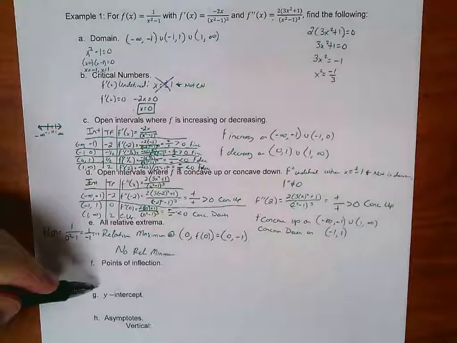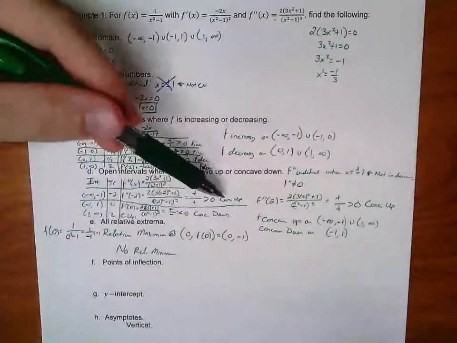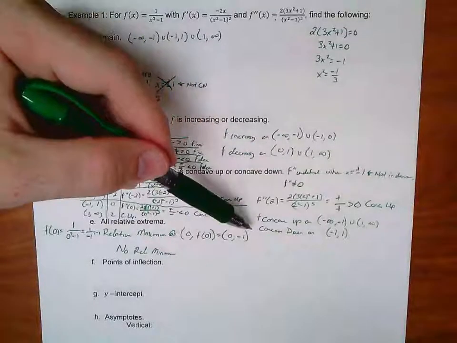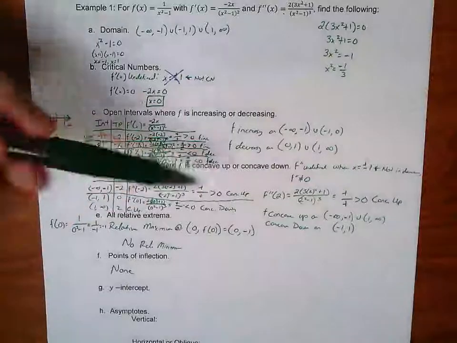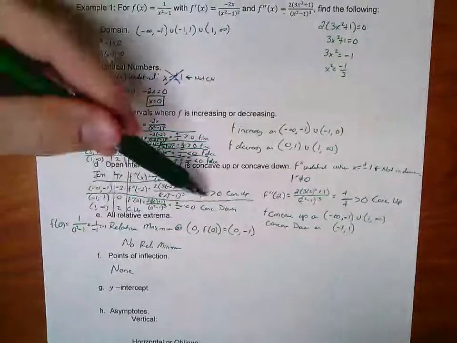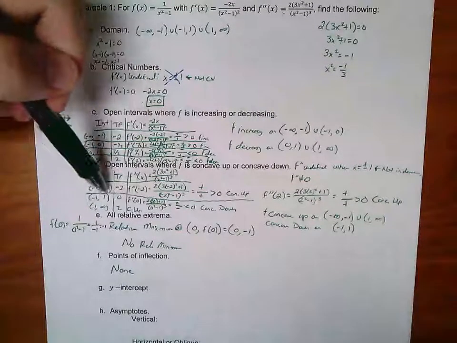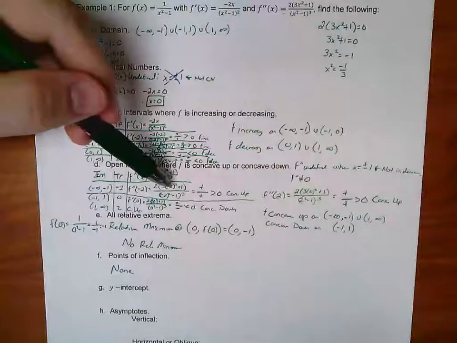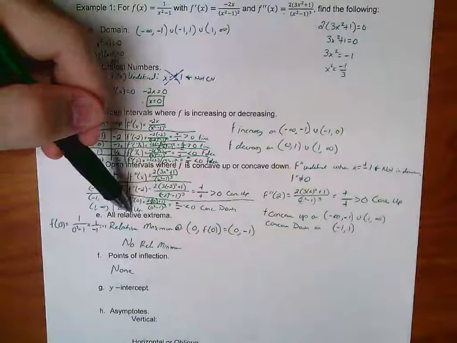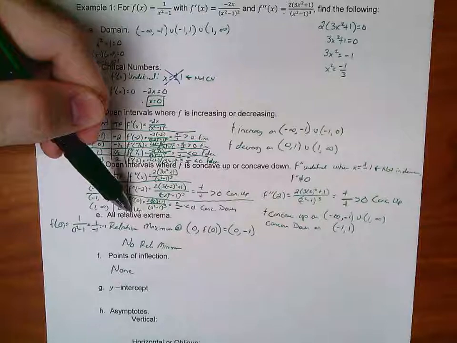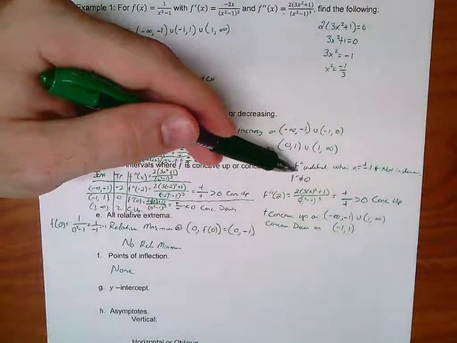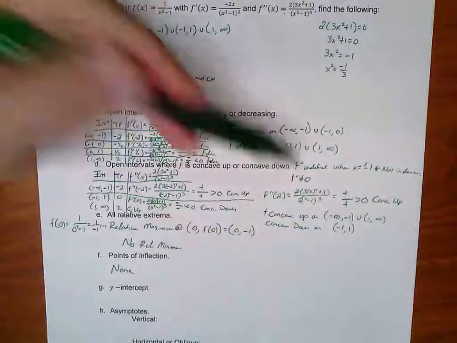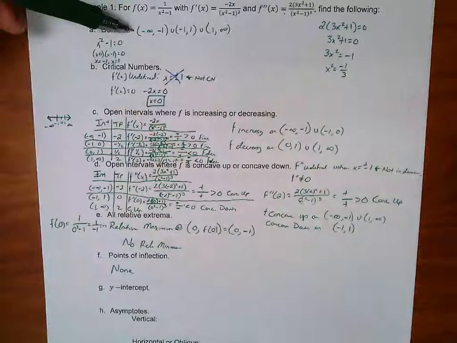Point of inflection. So in this case, remember that we can't have a point of inflection, right? Because even though we're changing concavity on the interval negative 1 to 1, so it's going from concave up to concave down and then back to concave up, negative 1 and 1 cannot be points of inflection because they're not in our domain, right? So they have to be in the domain to be a point of inflection.